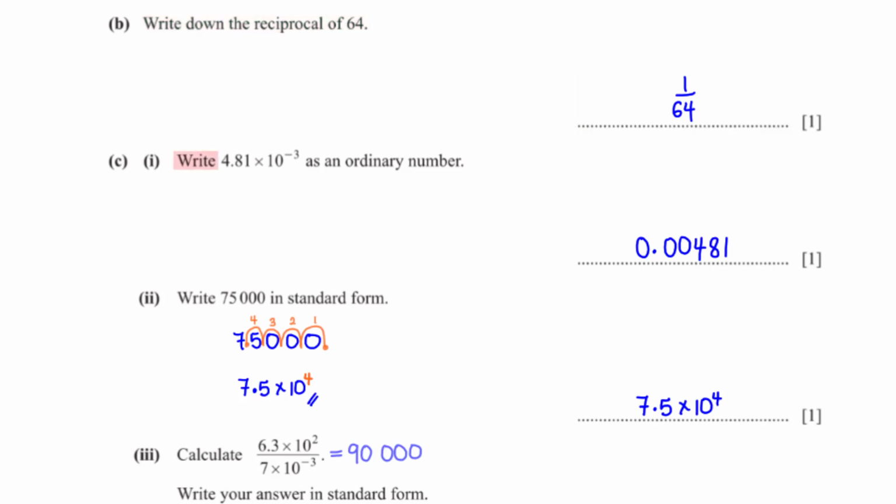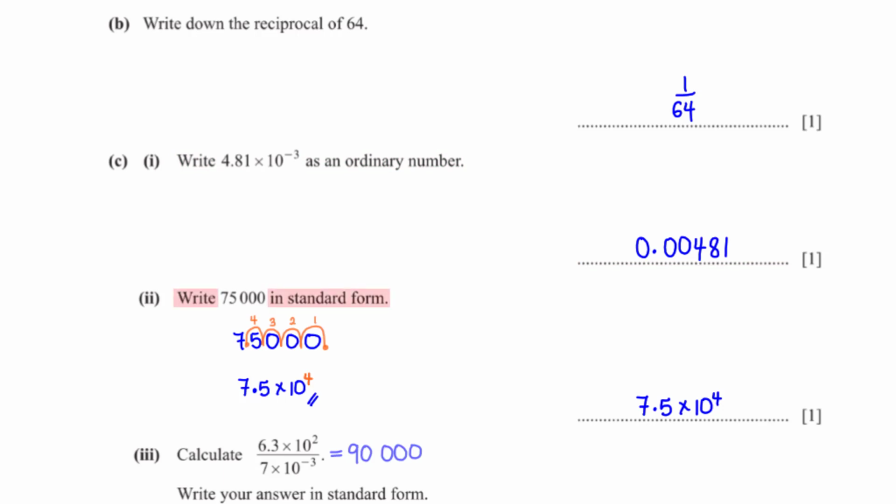Write 4.81 times 10 raised to the power negative 3 as an ordinary number. When we type 4.81 times 10 raised to the power negative 3 into the calculator, we get its ordinary form to be 0.00481.